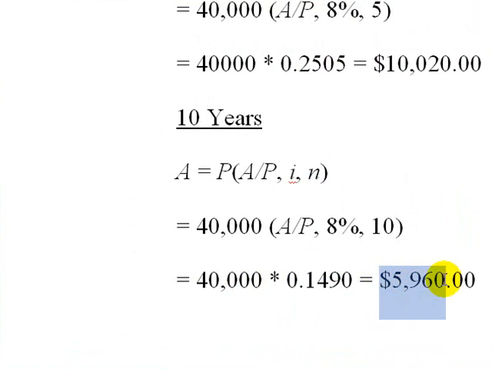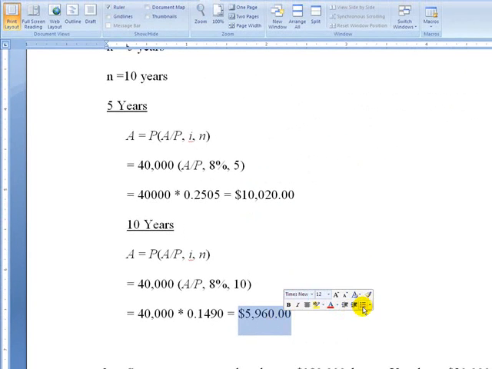So we get $5,960. So you can see for yourself what happens. If she goes for the 5-year plan, she ends up spending less money in total. If she goes for the 10-year plan, she will end up spending more money just because she is paying it over a longer duration. So that was simple. That's problem 1.